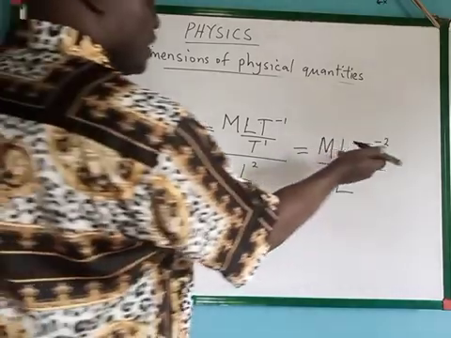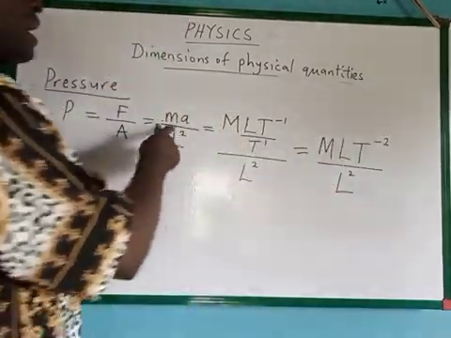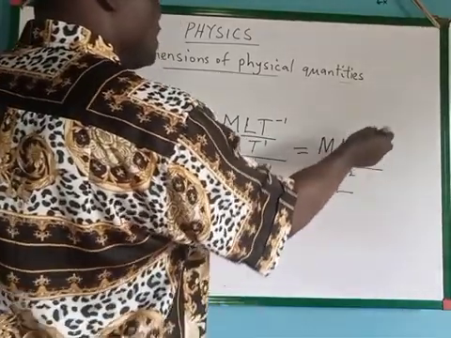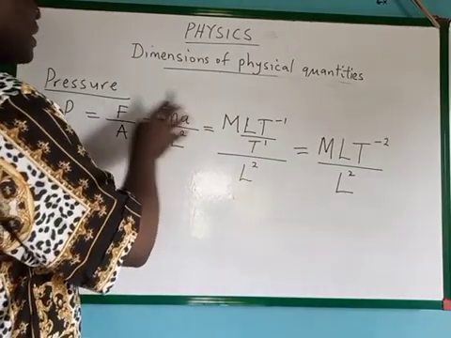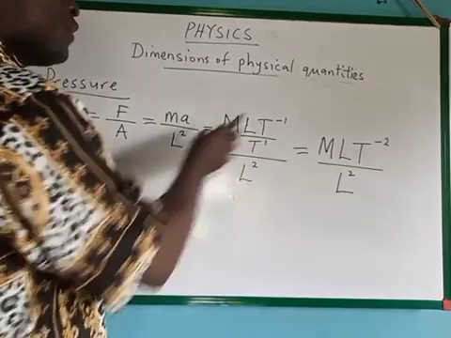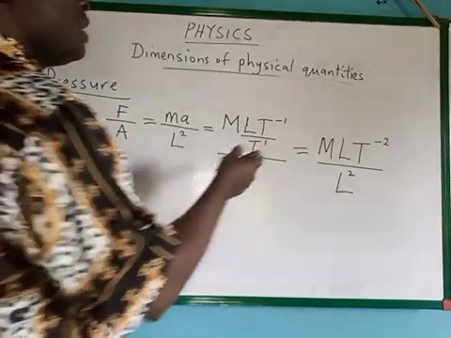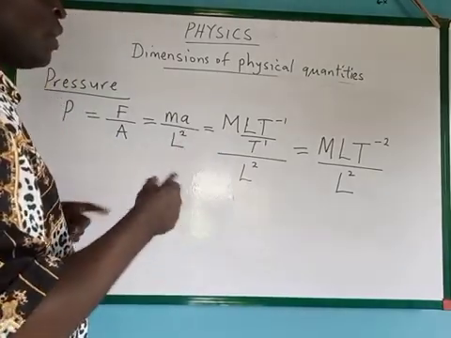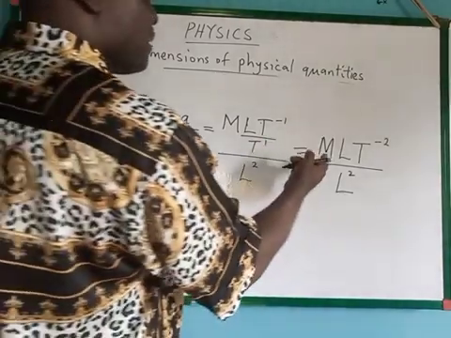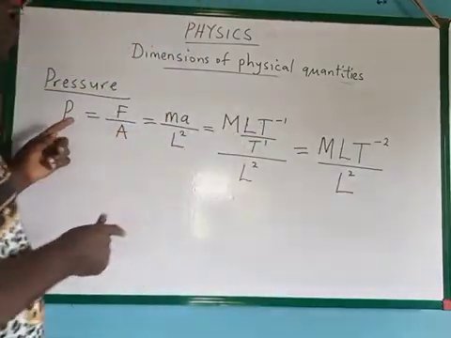That is what we have here, MLT raised to the power minus 2. If we have MLT raised to the power minus 2, we would have just taken this and brought it here to represent force. But we are doing this for your understanding, so that you get a better understanding of what we are doing. If you have followed our videos or our classes so far, you will remember that MLT raised to the power minus 2 is the dimension of what? Force.